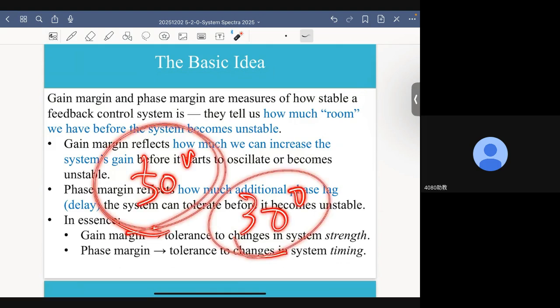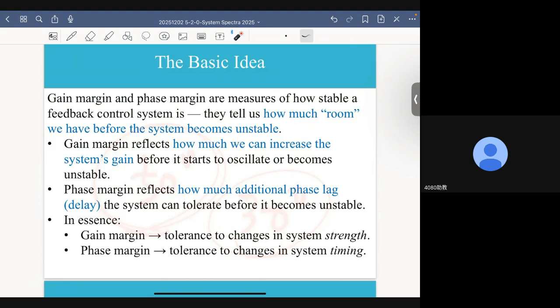That is, this system has more room when it comes to the consideration of stability, more room for uncertainties than the other system which has a smaller phase margin, all right? Now, let me be more specific because after all, we have two measures. One is gain margin, the other is phase margin.